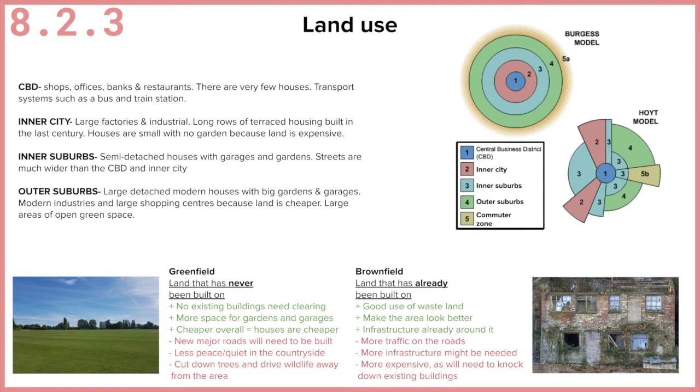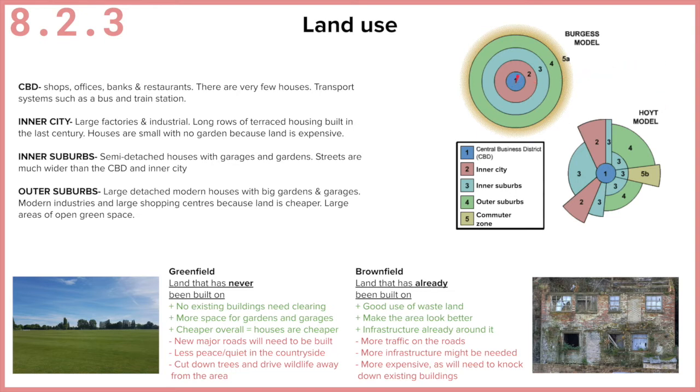Next up, we have land use. Now, land use is how are humans using the physical landscape. We're going to concentrate on the cities for this. And you can see two models here. One's called the Burgess model and one's called the Hoyt model. Now these models are really old, but we still use them as an example of how cities were once structured and how they're starting to change.